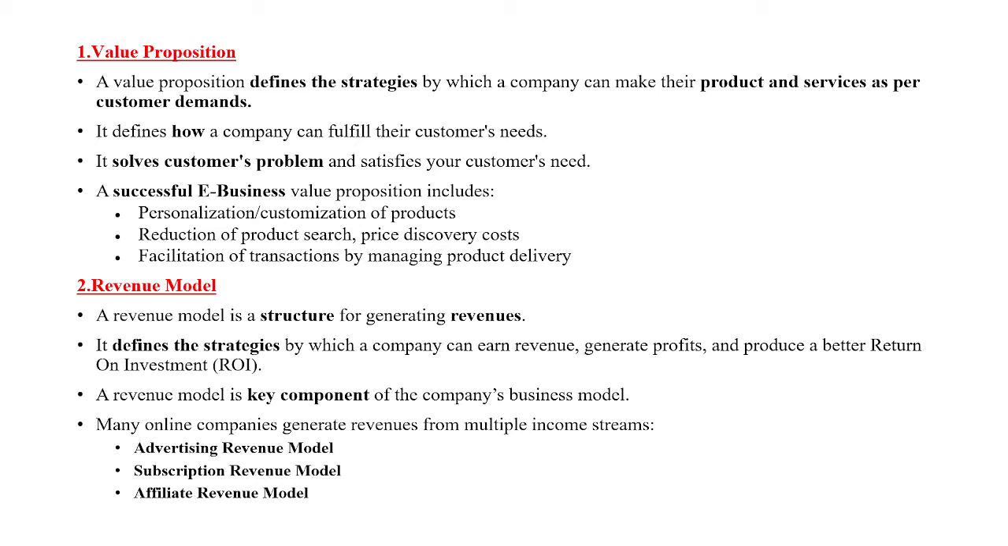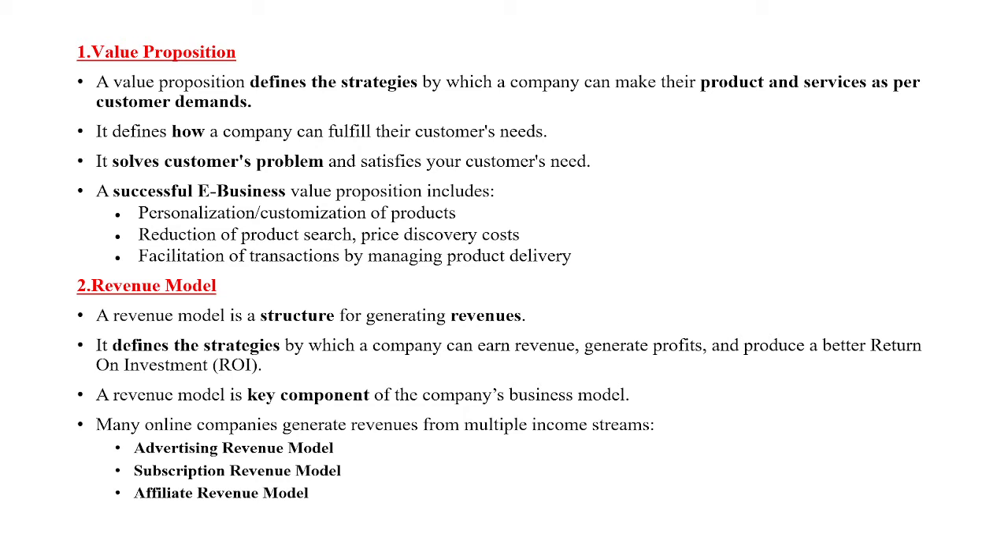Coming to the second key element of business model, it is revenue model. So it is going to talk about the structure for generating the revenue. That means this model defines the strategies by which a company can earn revenue, generate profits, and produce a better return on investment. So that is the reason why we can say this revenue model is a key component of company's business model. Nowadays, many online companies are generating the revenues by using multiple input streams like advertising revenue model, subscription revenue model, affiliate revenue model.